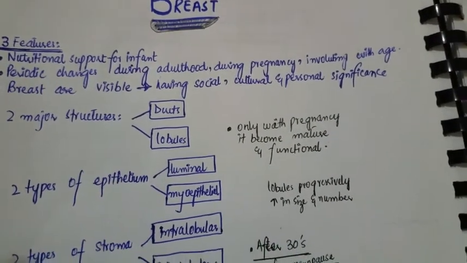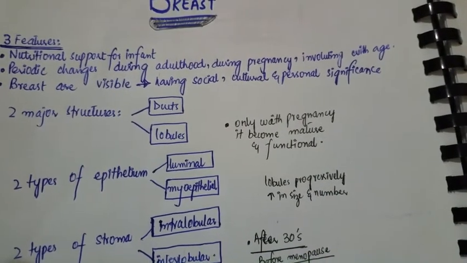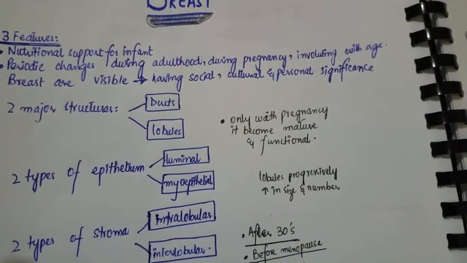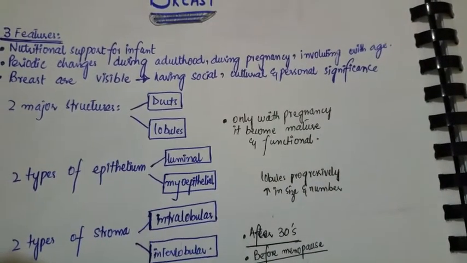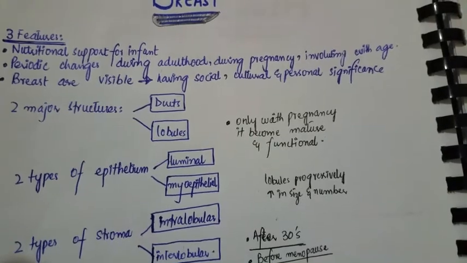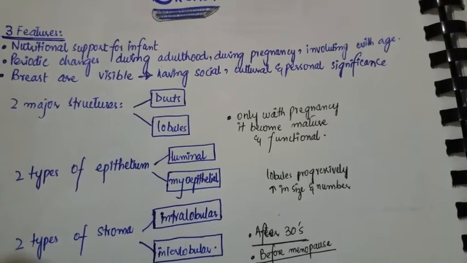The breast has basically three features. It is the nutritional support for the infant. It undergoes periodic changes during adulthood and pregnancy, and starts involuting with age. The breasts are visible structures having social, cultural, and personal significance.